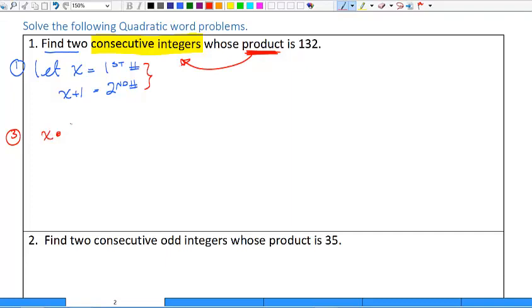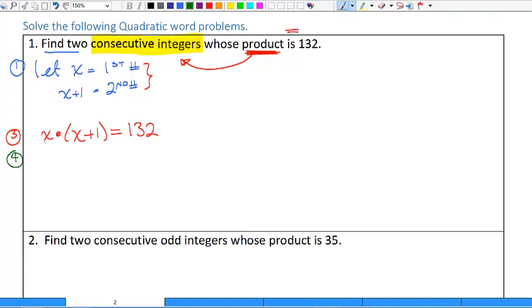So I have x times x plus 1. Notice because x plus 1 is a binomial, it needs to be in parentheses. Then comes the word is. Do you remember what is means in our English to algebra translation? Equals, and then 132. So this is step 3. I have written my equation.